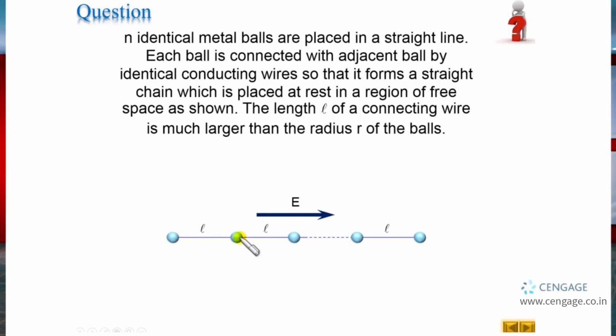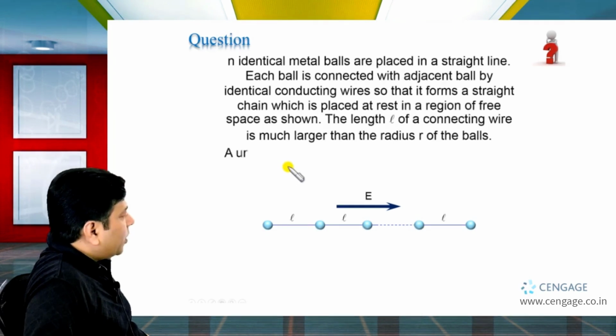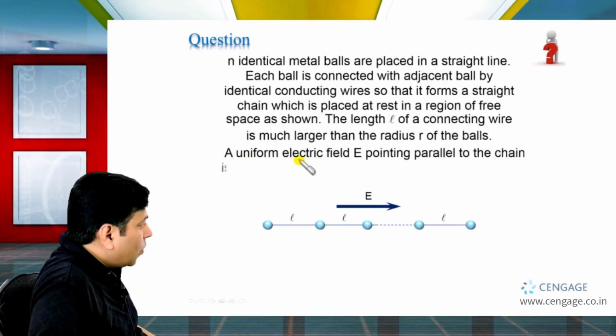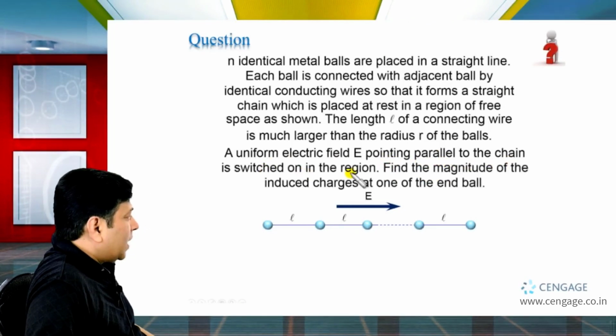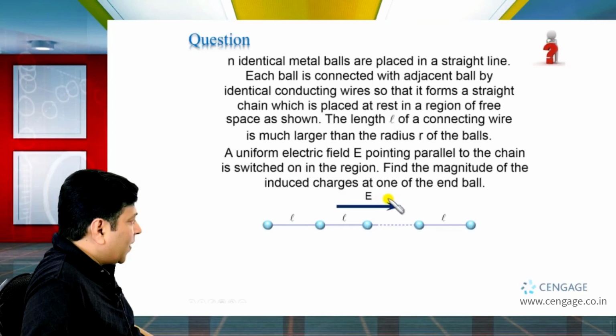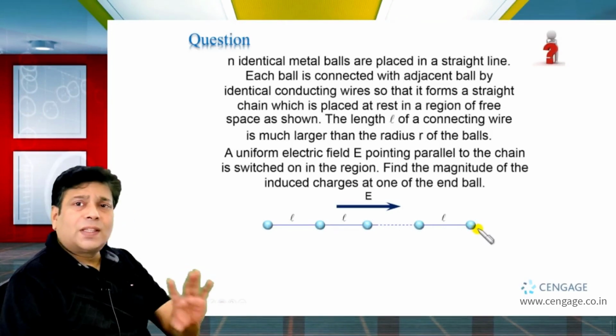These are the n metal balls, and they are connected by the conducting wires. It is also given that the length of the conducting wire is L, and this length is much greater than the radius small r of the ball. In the next part of the question, a uniform electric field E pointing parallel to the chain is switched on in the region. This is the external electric field. We need to find the magnitude of the induced charges at the end balls, here and here. Okay, this is the problem.